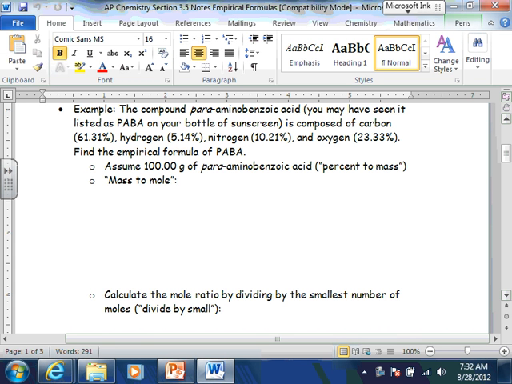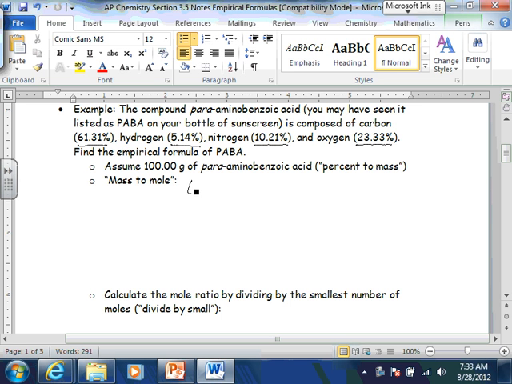So the first part we have to do is the percent to mass part. If we assume a 100 gram sample, that's pretty easy. That means that we have 61.31 grams of carbon, 5.14 grams of hydrogen, 10.21 grams of nitrogen, and 23.33 grams of oxygen. So you just change the percentage to grams. That's all you have to do on that part. Now the mass to mole part, what we have to do is convert each of these into the number of moles that they have.